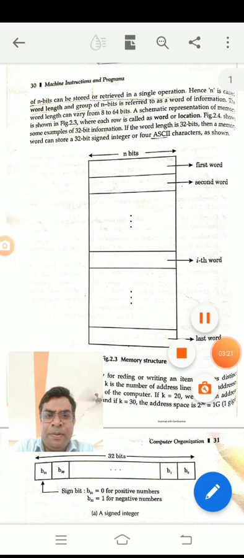What is byte addressability? It means each location contains 1 byte of information. See here, 1 byte of information. This is called byte addressability. If the word length is 32 bits, what happens? Then they are divided into 4 bytes and stored in 4 consecutive address locations. Successive words are located at addresses 0, 4, 8, 16, 32, like that, with each word having 4 bytes.